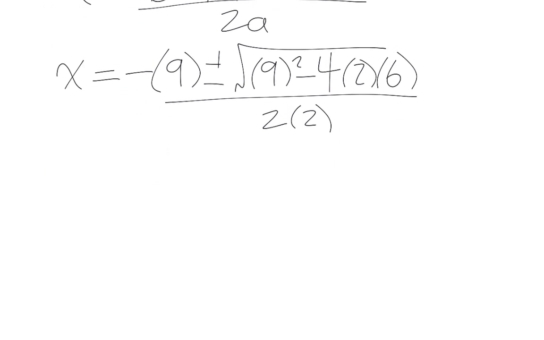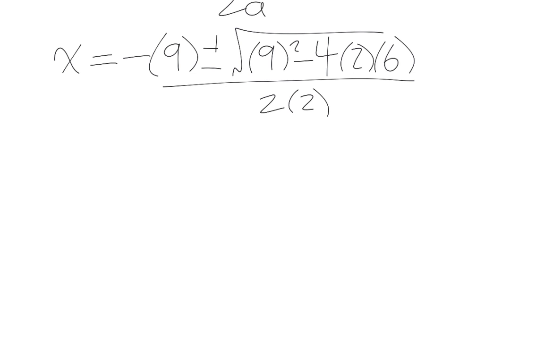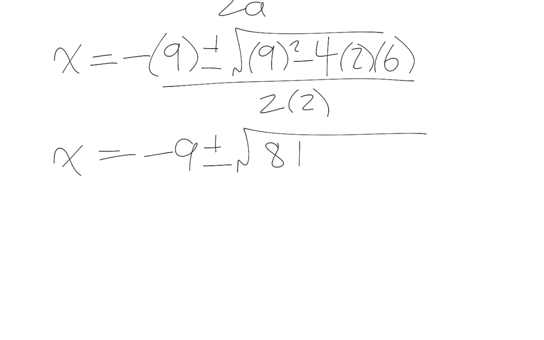You're going to have to be very careful here, and you need to use BEDMAS when simplifying. That's just going to be negative 9. 9 squared is 81. Over here you have negative 4 times 2 times 6. So negative 4 times 2 is negative 8, and negative 8 times 6 is negative 48. And at the bottom you have 2 times 2, which is 4.